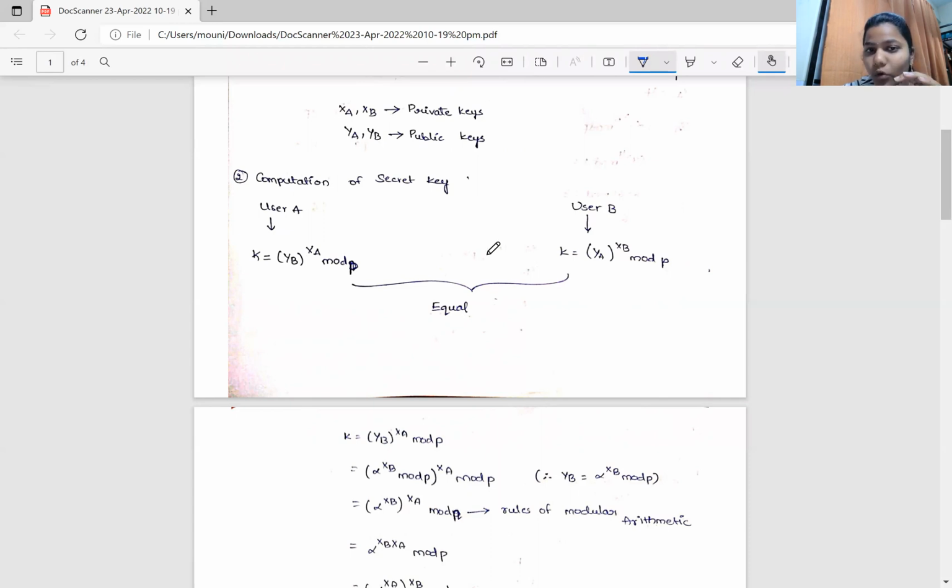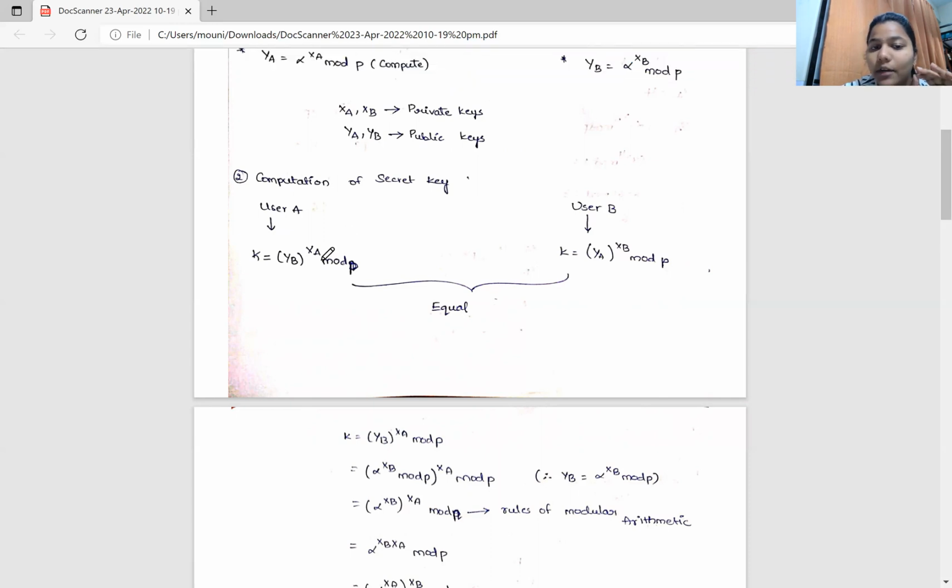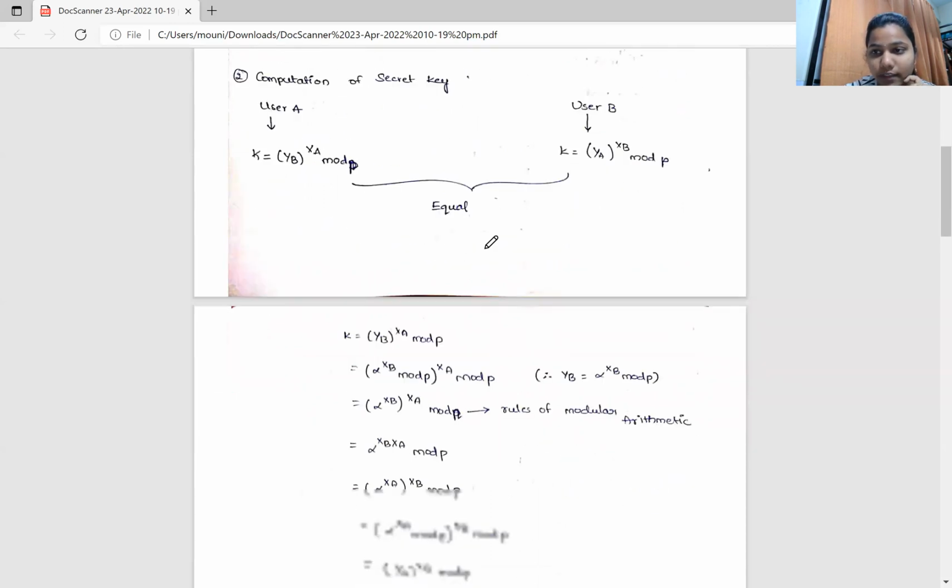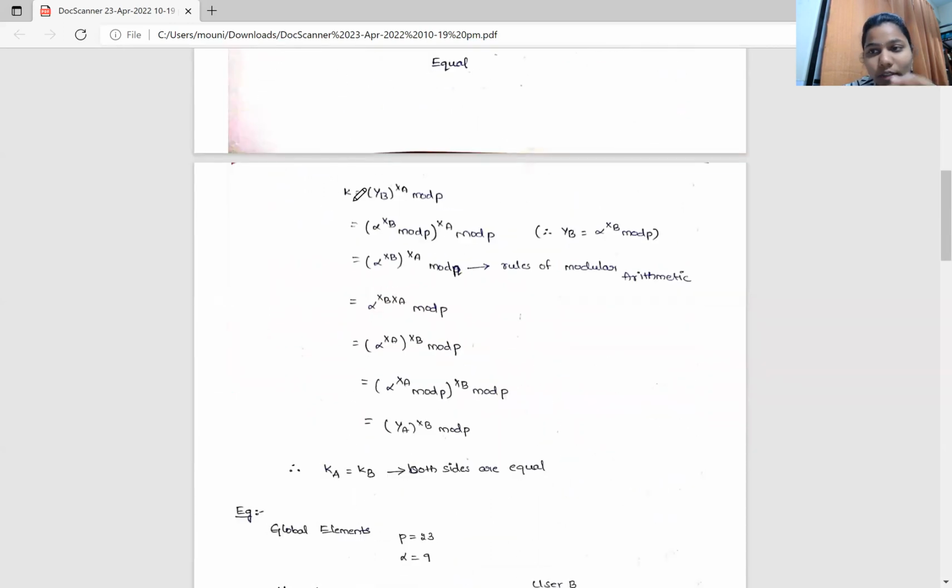Now, the most valuable thing here is that both K values will be the same, and they are going to share the same secret key, but they compute it individually. That's the beauty in this. And how will the secret key be the same? Now, let's see.